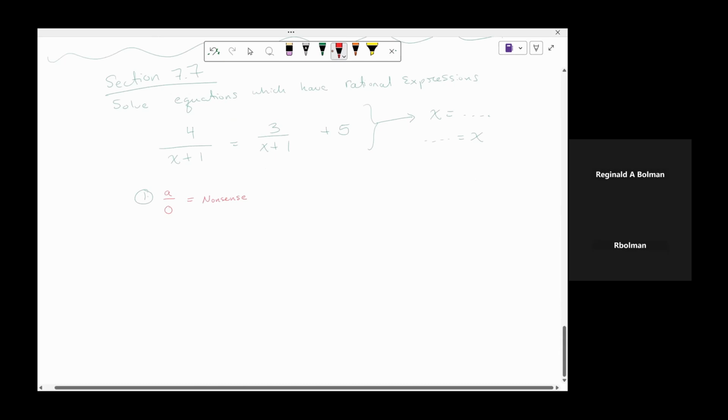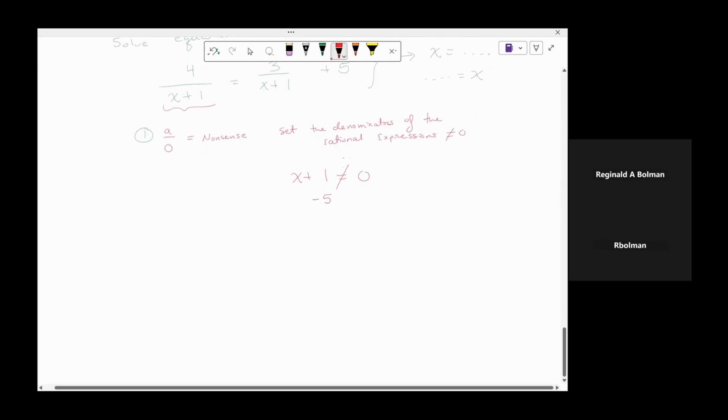So what we're going to do is set the denominators of the rational expressions inside of our equation not equal to 0, because those are points where x cannot equal some value; if it did, you would be dividing by 0. So for example, you have this rational expression 4 divided by x plus 1. We're going to take the denominator x plus 1 and say that this cannot equal 0, because if it equals 0, we would be in trouble.